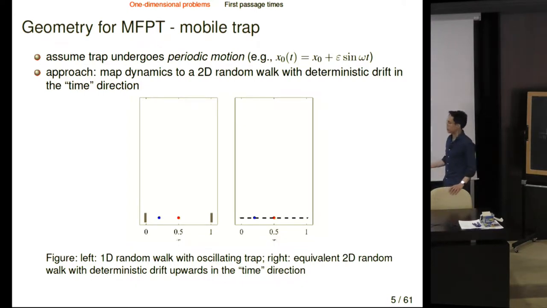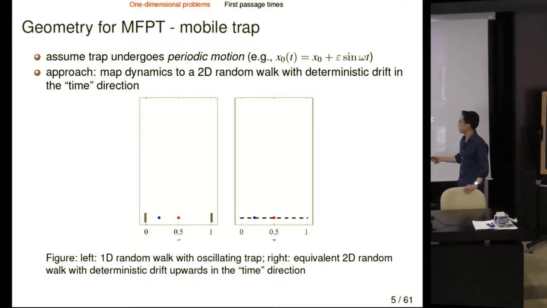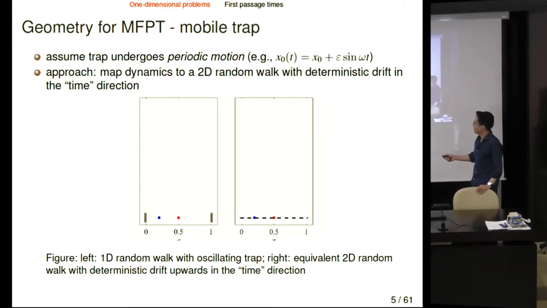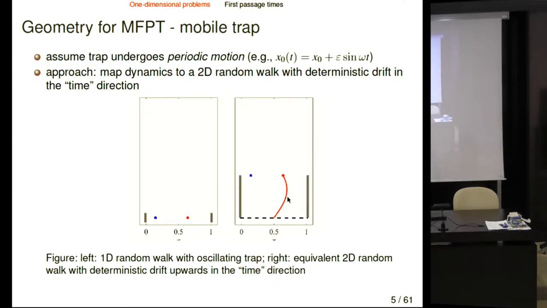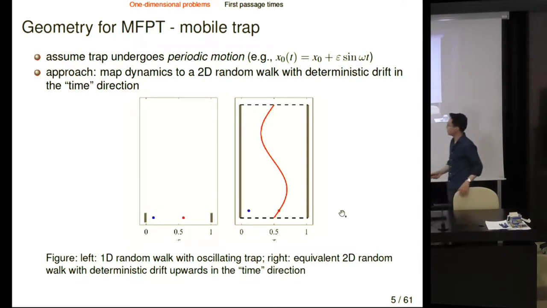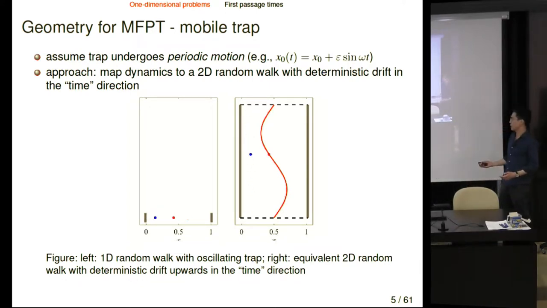Okay, so what we're going to do is we're going to basically map this 1D random walk to a 2D random walk with, okay, random walk in this direction and advection in this direction. So I'm going to run this video. It's the equivalent thing. So 1D random walk on the left, the equivalent random walk in 2D on the right. So we have advection in this direction. Again, we have reflective boundaries here.